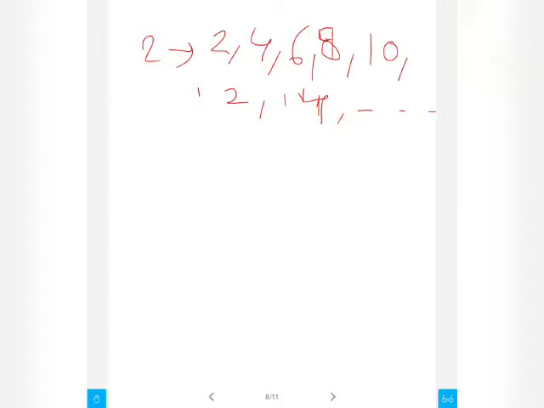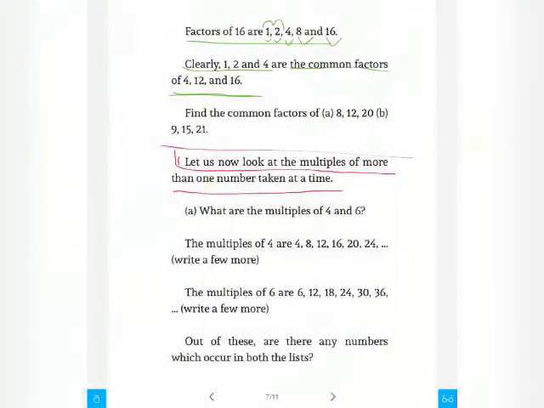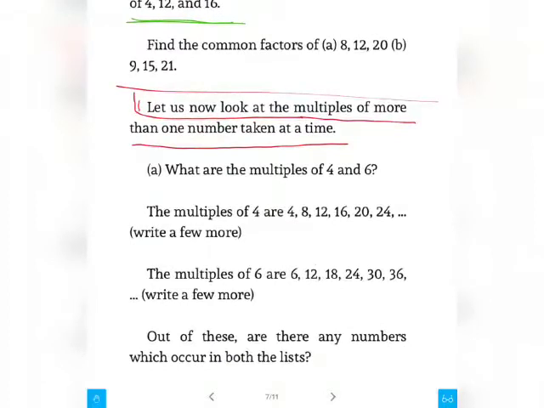So what we can basically see, what are the multiples? You can basically read it like the table of any number can be written as the multiples. Like multiples of 4 are 4, 8, 12, 16, 20, 24, like this. Write a few more. The multiples of 6 are 6, 12, 18, 24, 30, 36. So like this you can write a few more multiples.